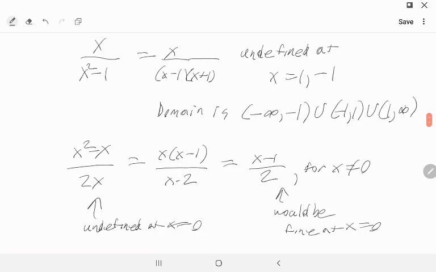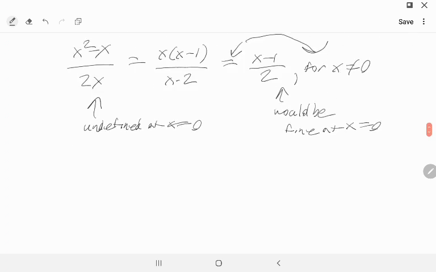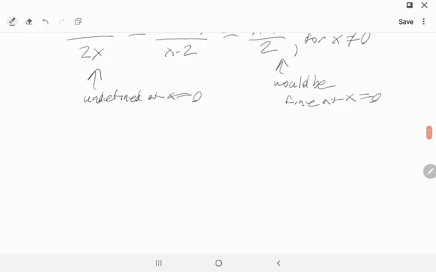So we notice that the main issue is that this equality is only true if x isn't 0. So when we do the simplifications, we're just indicating information that gets lost. So x squared minus x divided by 2x is going to equal x minus 1 divided by 2 for any value of x except x equals 0. So this will usually be pretty straightforward. We're usually not going to do anything too complicated with that.